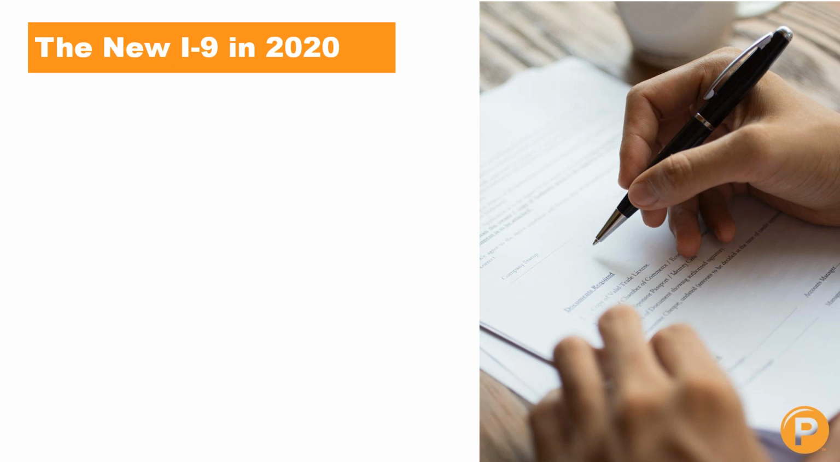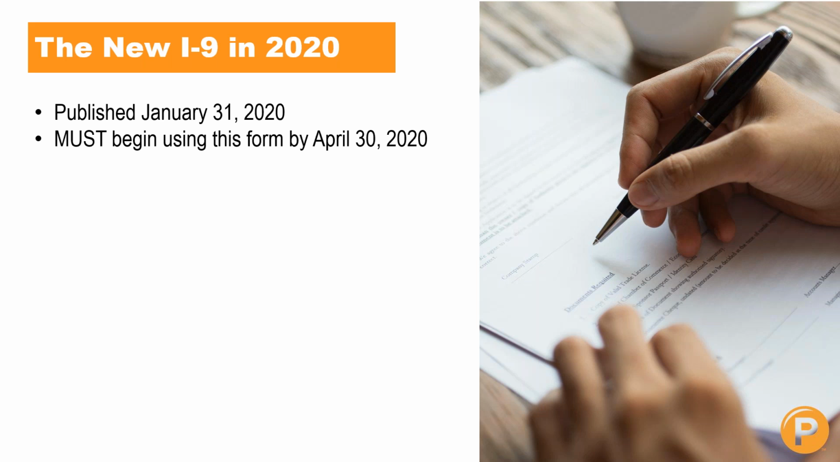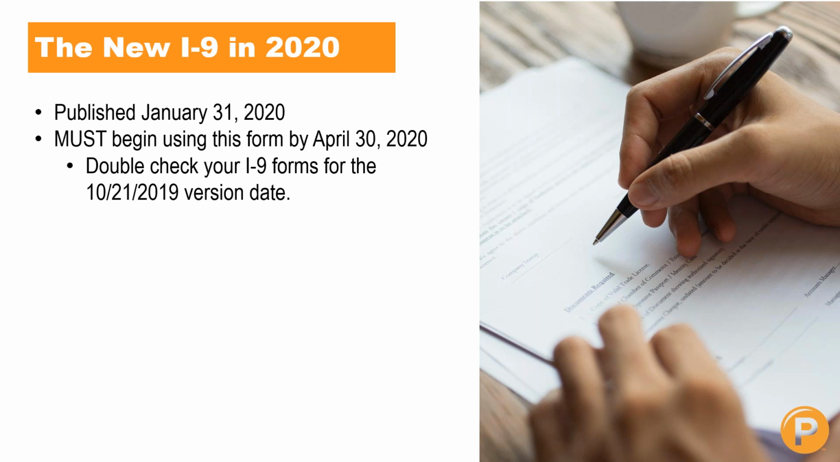Many of you may already know, but it is always good to touch on these types of changes. The I-9 form got a little bit of an update effective January 31st of 2020, earlier this year. Now, it was a mandatory change, meaning that the employers had to begin using this new form, and everyone should have adopted this form 100% by April 30th of this year. If you have not done so already, be sure to double check and make sure that your I-9 forms have the 10/21/2019 version date on them. Otherwise, you may be out of compliance.